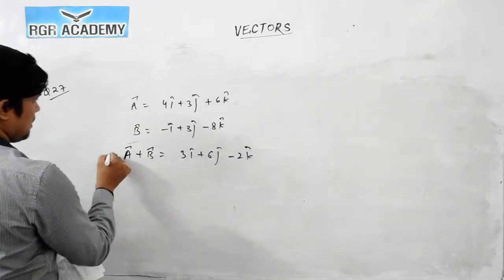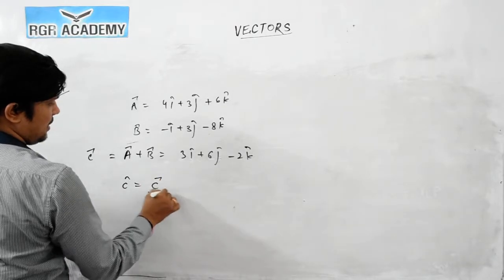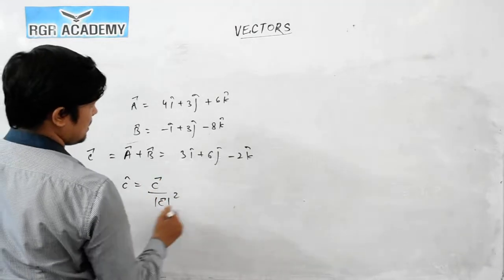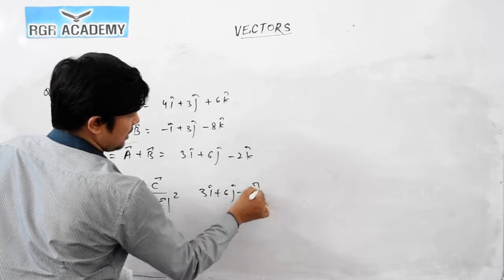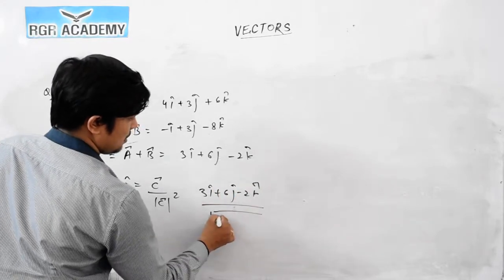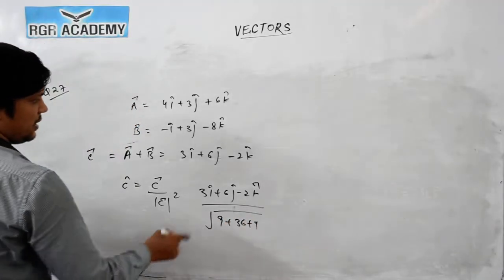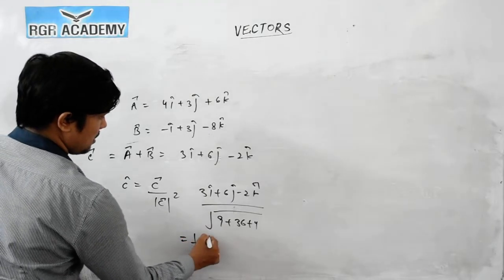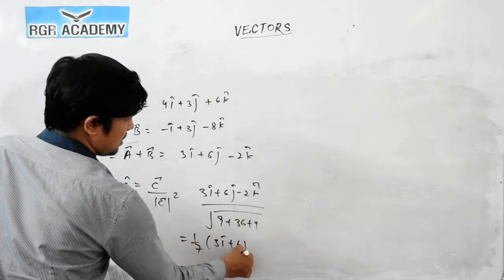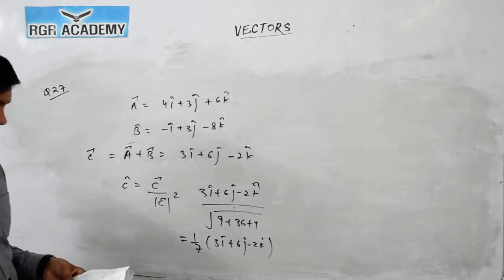So the unit vector, this I can consider as c vector. So c cap will be equal to vector c divided by the modulus of c, that is 3i cap plus 6j cap minus 2k cap divided by the root of 9 plus 36 plus 4. So that is 49, meaning 7. So it will be equal to 1 by 7 into 3i cap plus 6j cap minus 2k cap. Clear? That is the answer, given in option number 1.